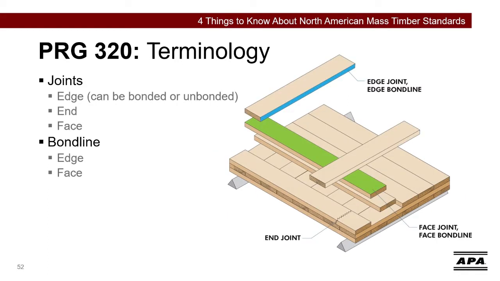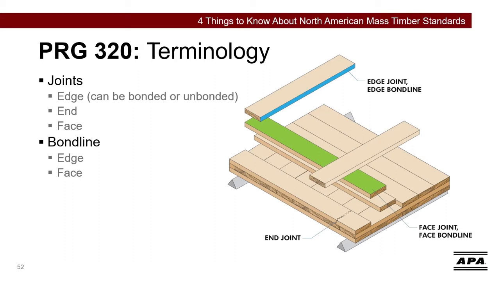A joint is defined as an interface between two surfaces, and a bond line is a layer of adhesive between the boards. An edge joint is the narrow face of adjacent laminations in a single CLT layer. Edge joints with adhesive are considered to have an edge bond line, but not all edge joints require adhesive.